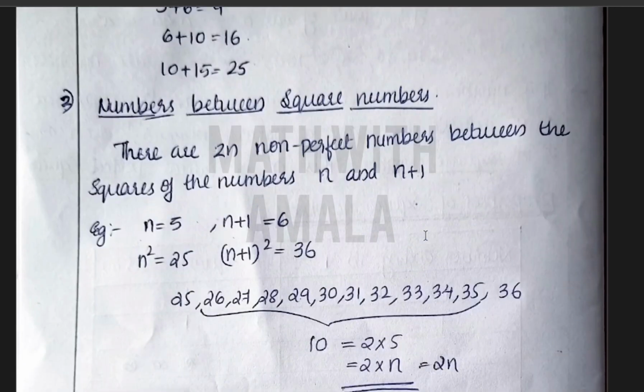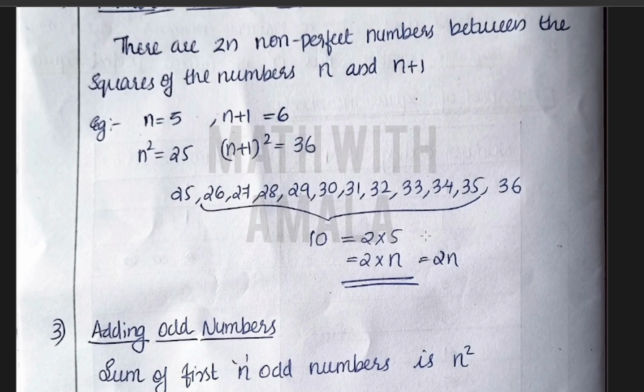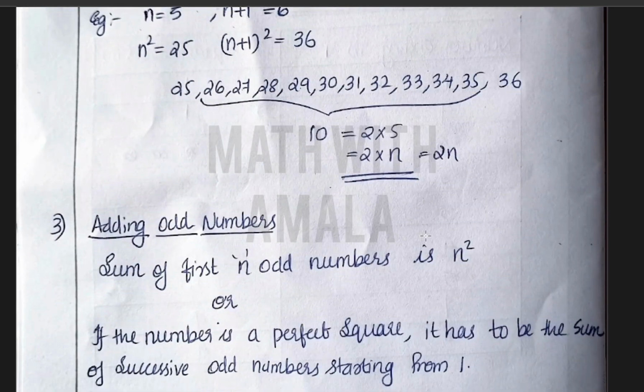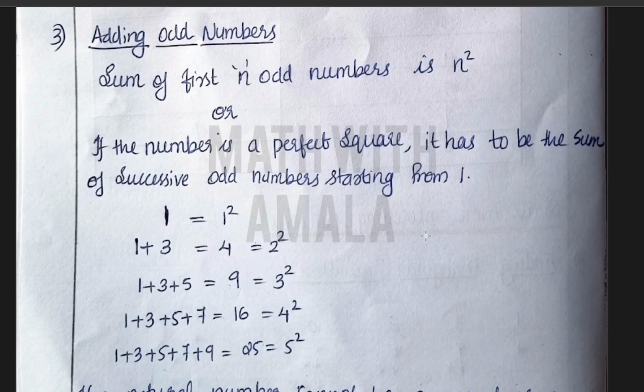Second pattern, numbers between square numbers. There are two non-perfect numbers between the squares of the numbers n and n plus 1. When n is equal to 5 and n plus 1 equal to 6, you can have the squares like 25 and 36, and in between you will have 10 numbers, which is actually 2 into the first number, that is 2n.